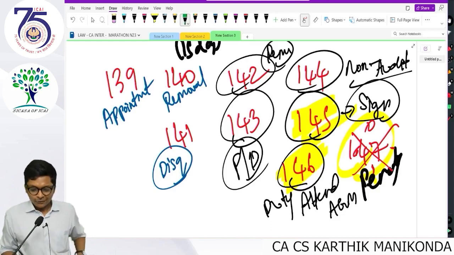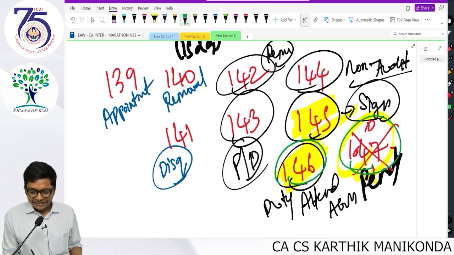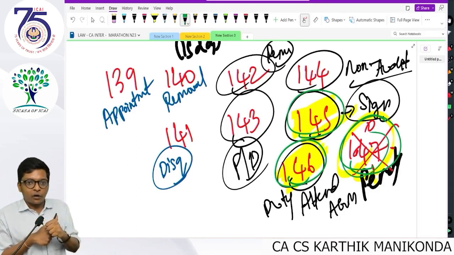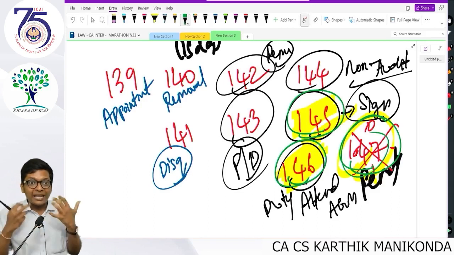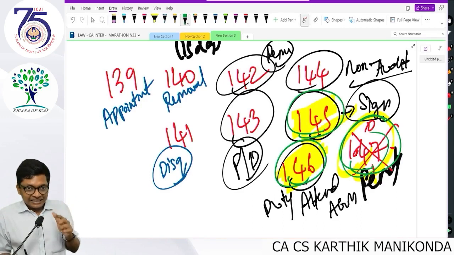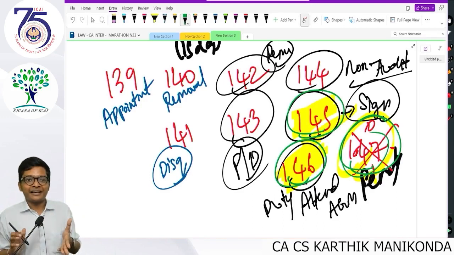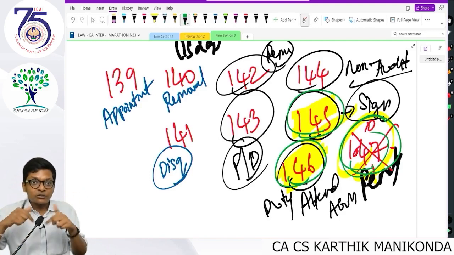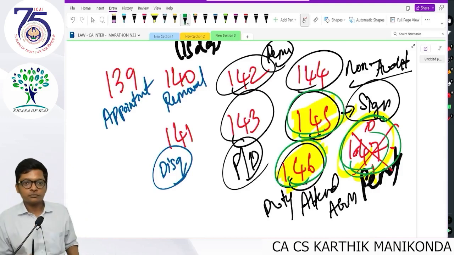Now, 147 is done, 146 done, 145 is done. In 147, go through the penalty, especially willful default. He is liable up to 8 times the remuneration or 25 lakhs, whichever is less. Sir, only 25 lakhs, no penalty, sir? I will take 20 crores. You have to reimburse everybody who suffered loss and go to jail.